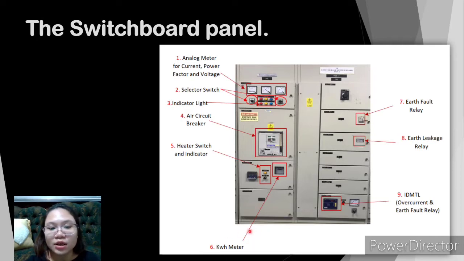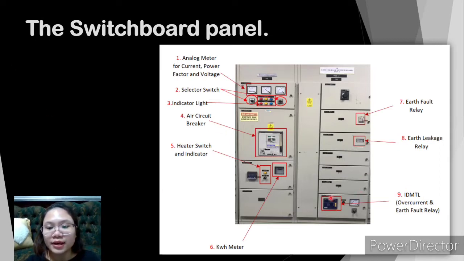Then sixth, we have kilowatt meter, which to measure the electrical power used over a longer period of time. And seven, we have earth fault relay. This is the earth fault relay, which to protect feeder against faults involving ground. Then eight, we have earth leakage relay. This is the earth leakage relay, which used to sense earth leakage and open a circuit breaker when the leakage current exceeds the preset value.